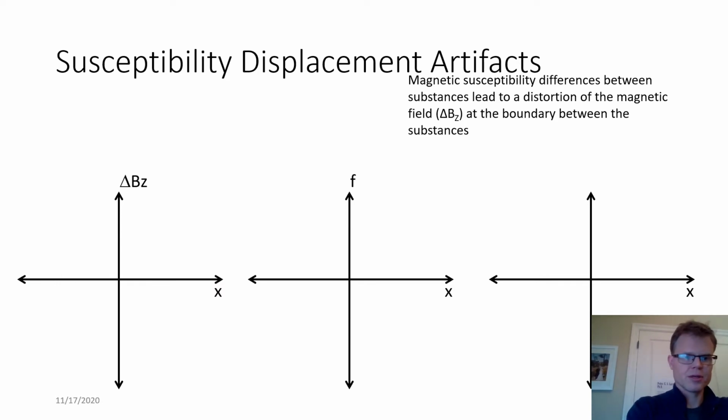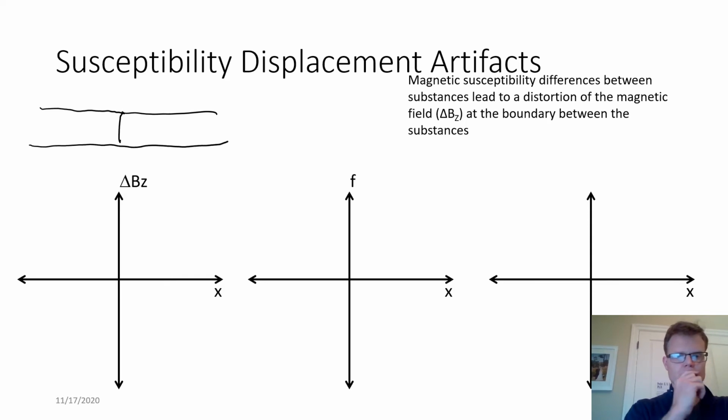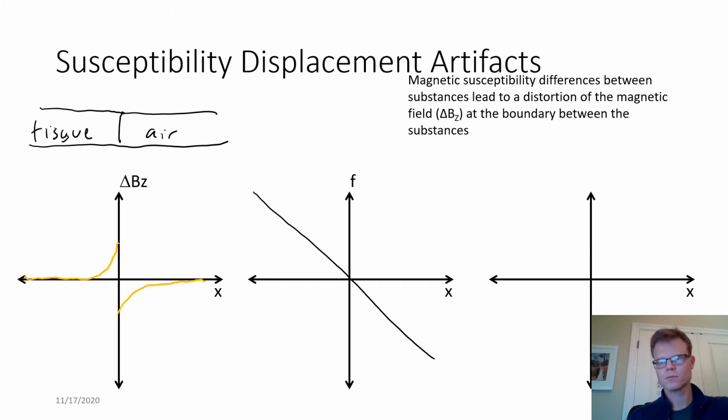Now let's flip, or let's say we switched. Let's do the same setup here, where we have this distortion of the magnetic field at the boundary. But now let's invert the readout gradient.